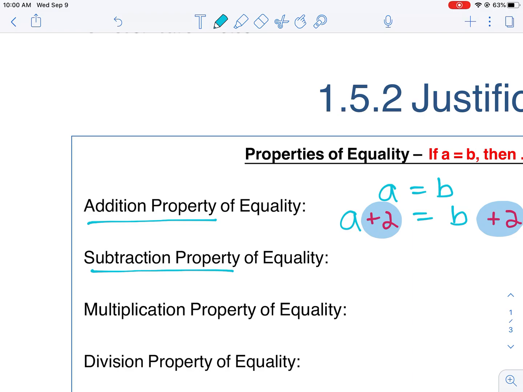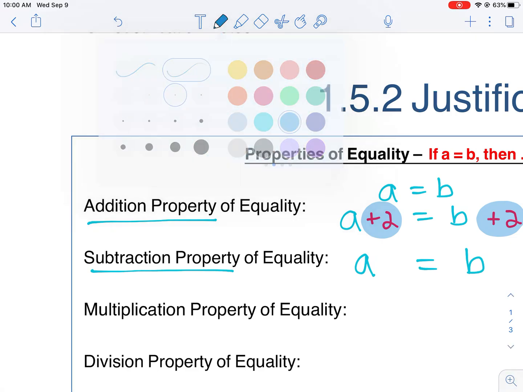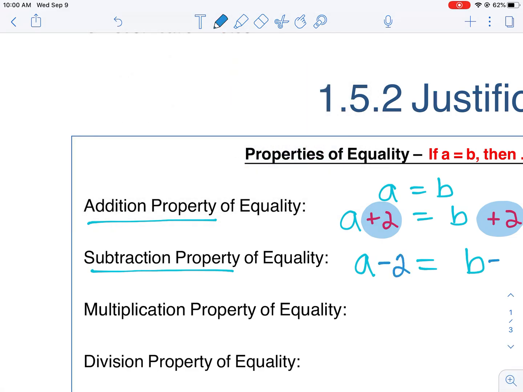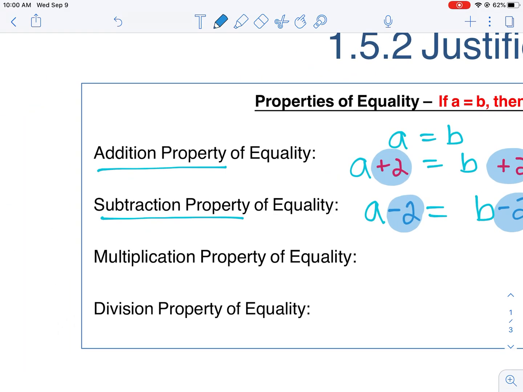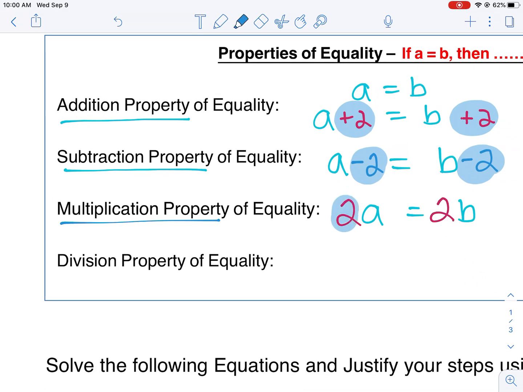The next one is subtraction property of equality. So same idea. If you have A and B equal to each other, if you subtract the same thing on each side, then they're still going to be equal. So subtraction property. And then you have multiplication property of equality. So if you have A equals B, and you multiply the same number on each side, then they're still going to be equal.